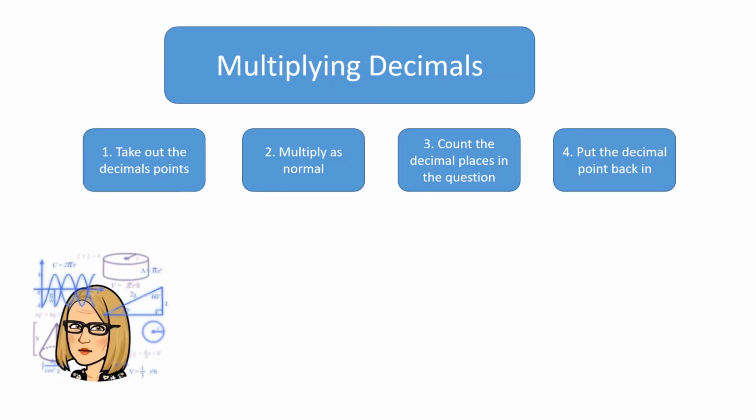So the way I multiply decimals has 4 stages. The first one is I take out the decimal points. Then I multiply the numbers as normal. I count the number of decimal places in the question and I put the decimal point back into my answer. Let me show you what that looks like.